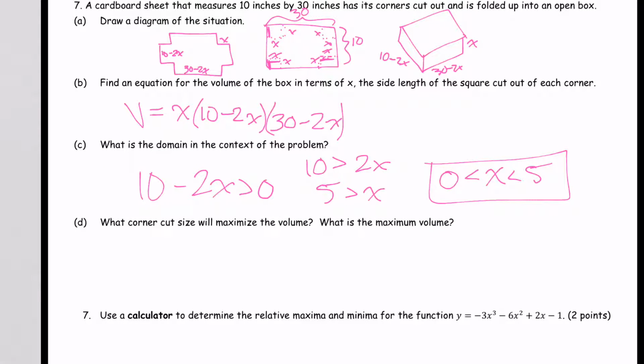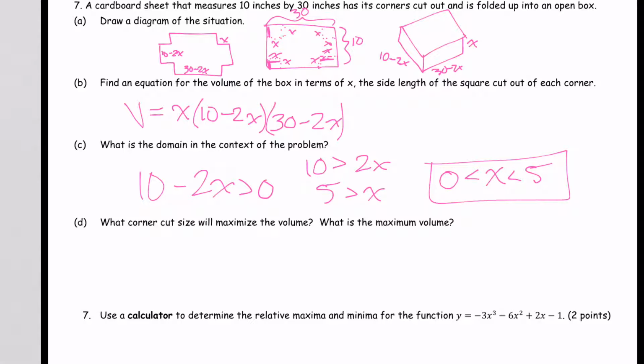What corner cut size will maximize the volume, and what is the maximum volume? Well, now we need to graph that on our calculator. So go to Y equals, enter it in exactly like you see in factored form. You don't need to expand it. X, parentheses, 10 minus 2x, parentheses, 30 minus 2x, parentheses. Now go to your window. X min should be 0, X max should be 5, coming straight from our domain. Once you choose the realistic domain, hit zoom, fit, option 0, it'll give you a perfect window.